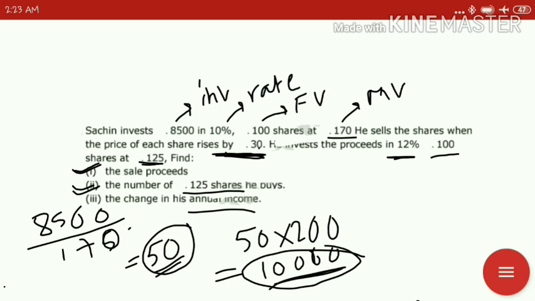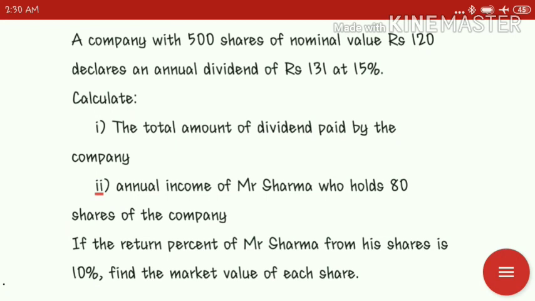Now here come the questions which came in 2020, last year, along with the statistics and APGP. The question is a little bit lengthy, but you can see that a company with 500 shares of nominal value rupees 120 declares an annual dividend of rupees 131 at 15%. Need to calculate the total amount of dividend paid by the company, the annual income of Mr. Sharma, who holds 80 shares of this company, and if the return percent of Mr. Sharma from his shares is 10%, find the market value.